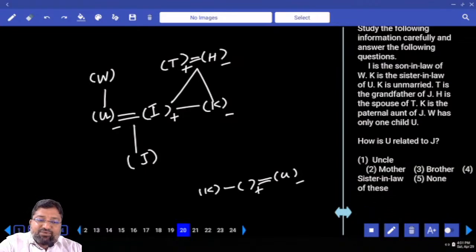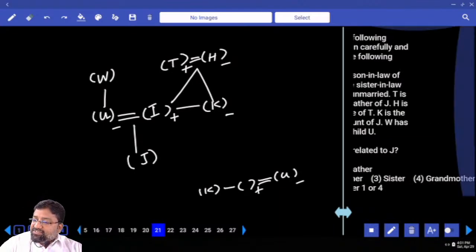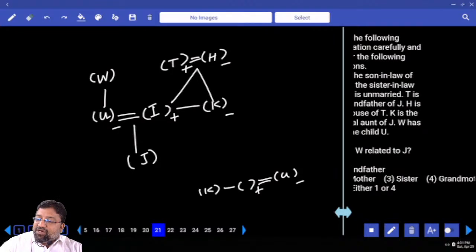What's the first one? How is U related to J? Mother. How is W related to J? Grandfather or grandmother? Do we have both in the options? Yes. So your answer should be either 1 or 4.